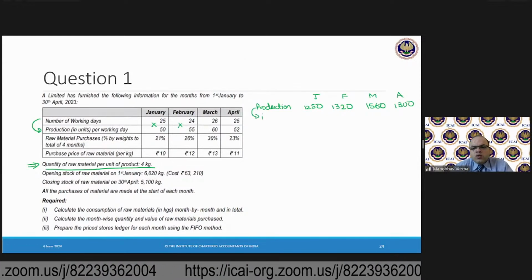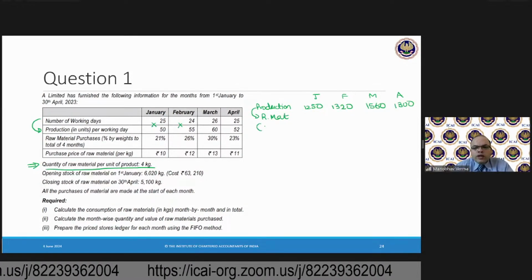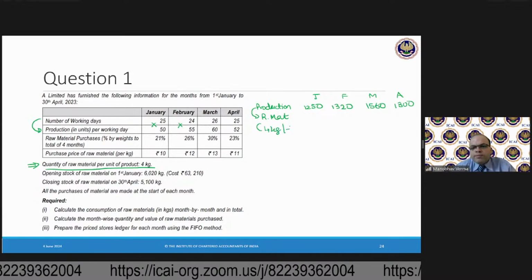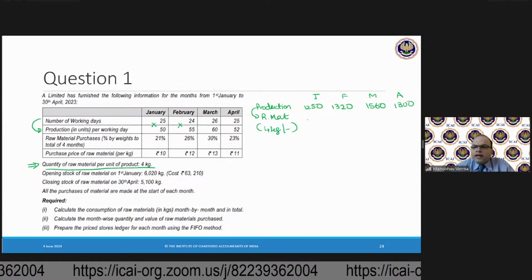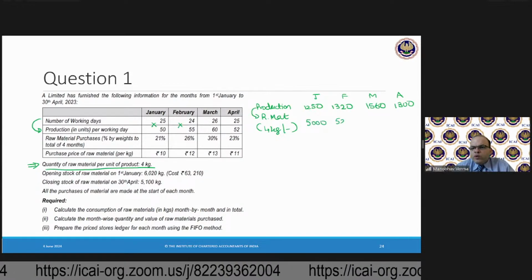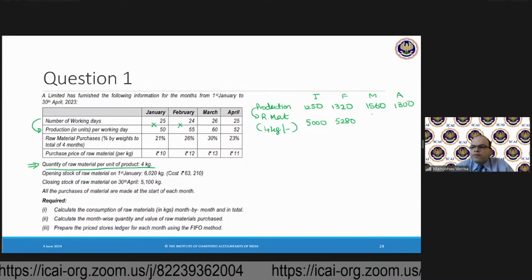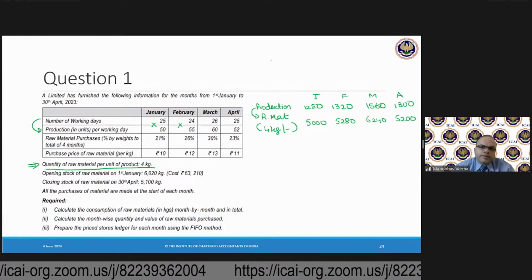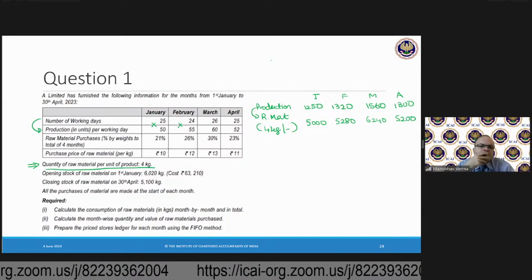So based on this, what is the raw material required, guys? Because per unit it is 4 kgs here. 4 kgs per unit. So we are looking at 5,000. We are talking about 5280, 6240, and 5200 here. I hope everyone is okay here.